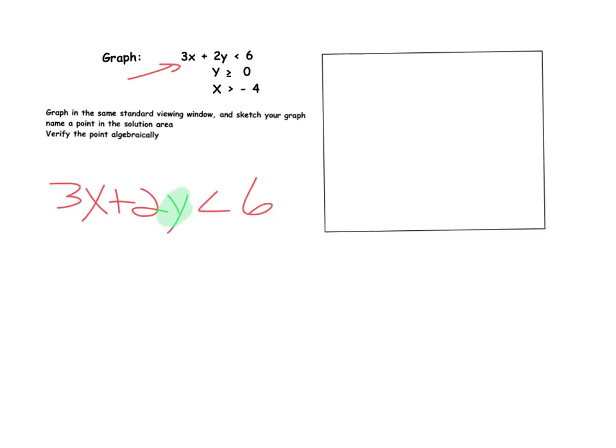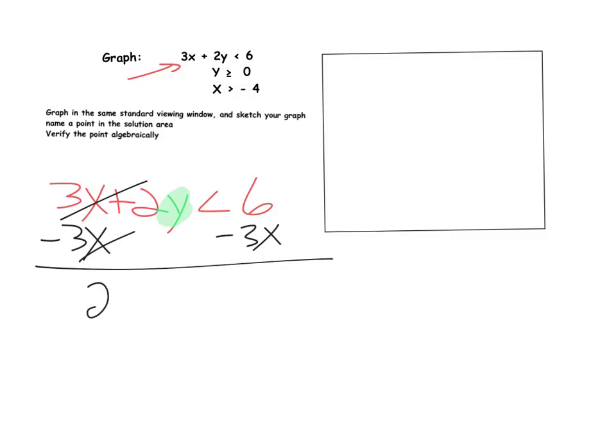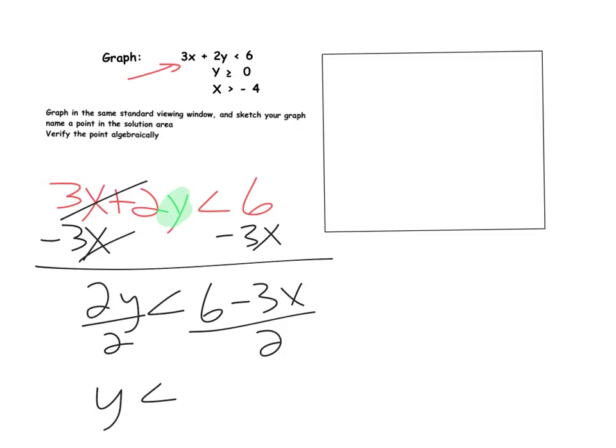So I'm going to subtract 3x on both sides. So here I'm going to have 2y is less than 6 minus 3x. And then here I'm going to divide both sides by 2 to get y is less than (6 minus 3x) over 2. Just be careful when you deal with inequalities. Anytime you divide by a negative number, you have to flip the inequality sign. Here we're dividing by a positive 2, so the inequality sign is going to stay as less than, not greater than. So that's how I'm going to graph the first inequality.